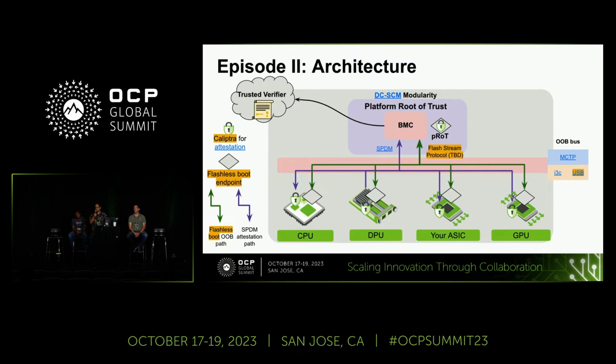So now if I took Microsoft Paint to the previous diagram, here's what we end up patching up. Instead of a generic block for attestation, introducing Caliptra. Instead of a discrete external root of trust for update and recovery, a flashless boot endpoint on the devices. And then a flashless boot protocol, potentially PLDM Type 5 itself or something else. And then for out-of-band buses, I3C, and also the option of USB 2.0.